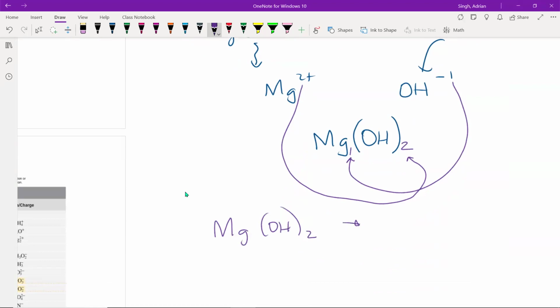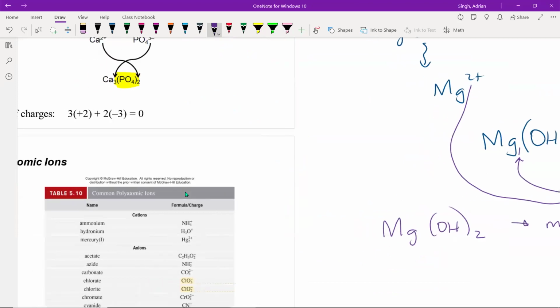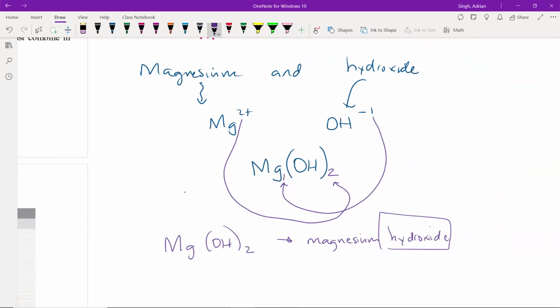And we would name this just like we would any other: cation goes first, so the magnesium, and then the OH there is just hydroxide. So, magnesium hydroxide. We don't change the ending of the polyatomic ion. We name it as it is. Okay, so that's how we are going to treat our polyatomic ions in our chemical formulas.